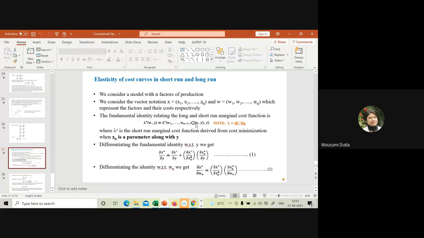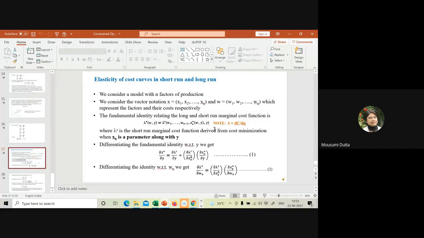Okay. Actually, this corresponds to the typical plant size, the plant size we are considering. So in the long run, the plant size is variable. However, in the short run, the plant size is not variable. So, the nth component is fixed. This nth component is a function of, again, W1, W2 up to Wn and y. And there will be an additional y component like the long run.